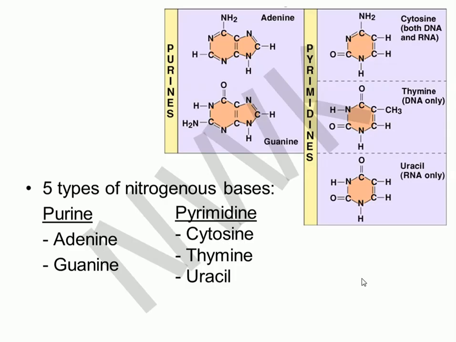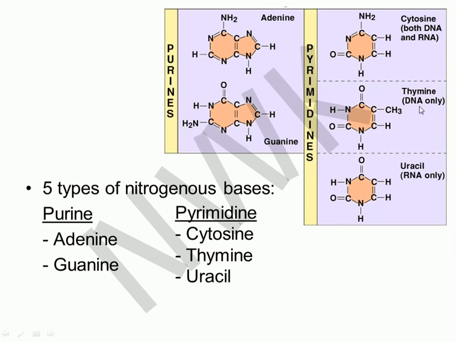The second difference is the nitrogenous base. We have 5 types of nitrogenous bases: adenine, guanine, cytosine, thymine, and uracil. Out of these, adenine and guanine are formed by 2 carbon rings, so we call them purines.